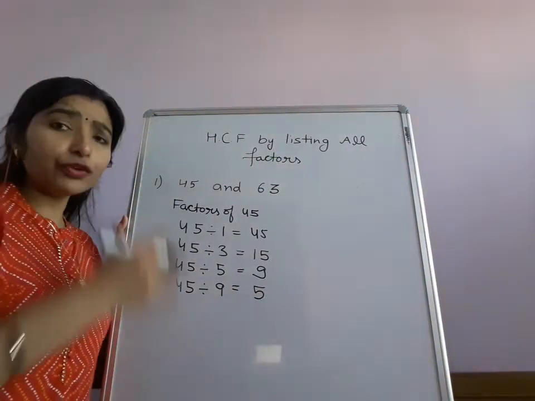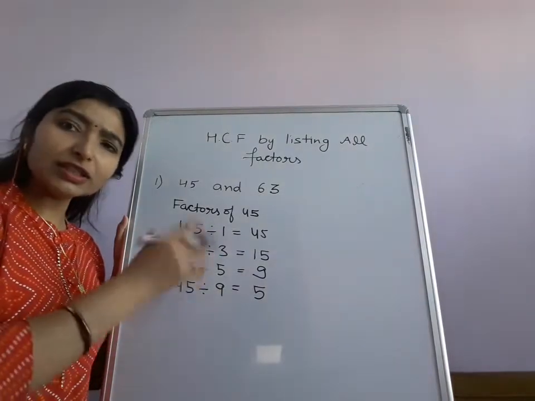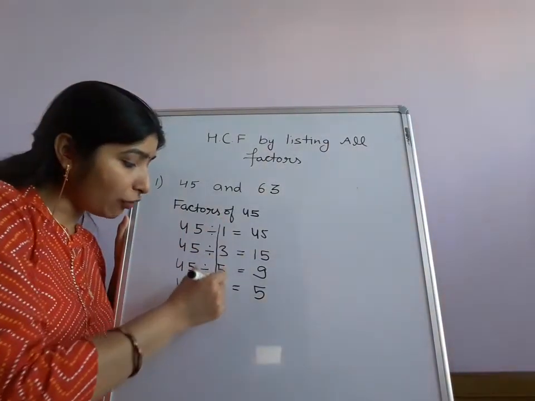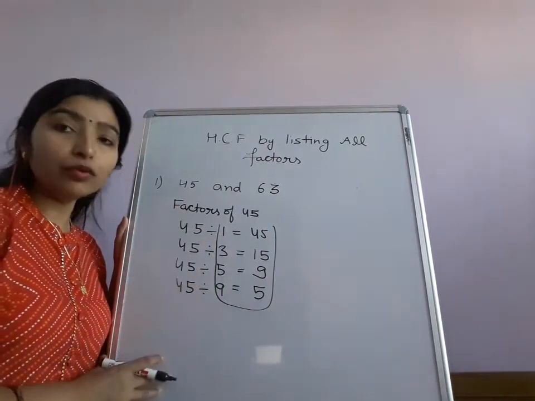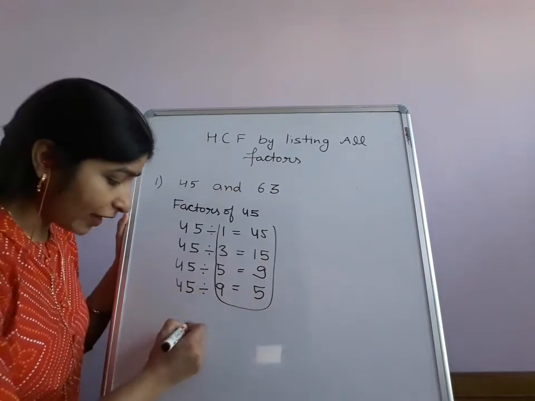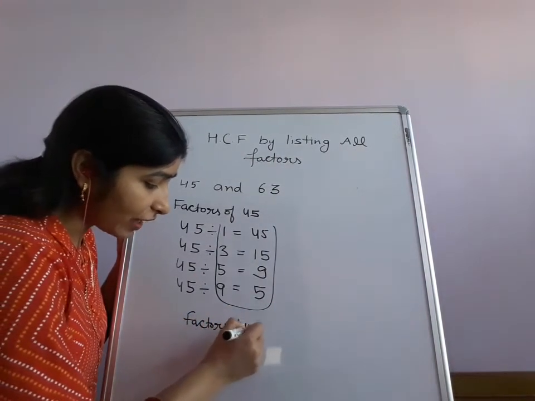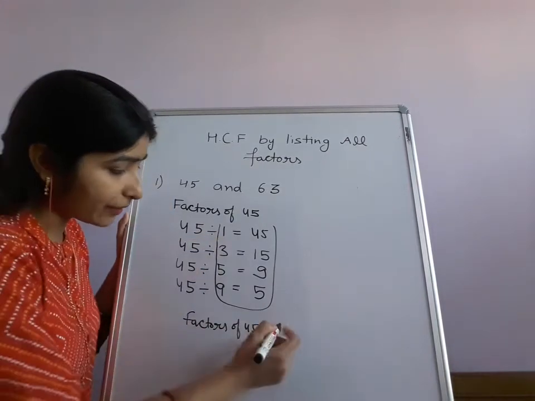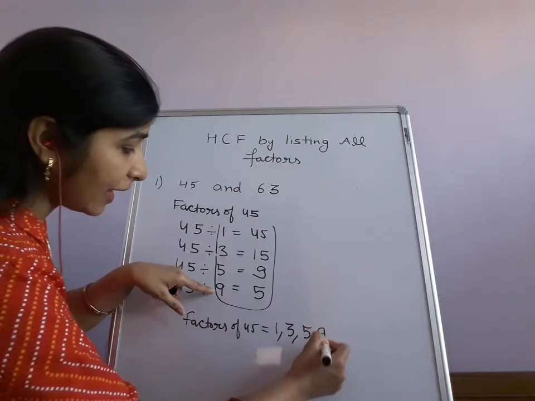I told you, you will check starting from 1 and up to 9. This is the shortcut trick. You will find all the factors when you start by 1 and check up to 9. Okay. And these are the factors. So we will write factors of 45. Factors of 45 is equal to, we will start from here, 1, 3, 5, 9.